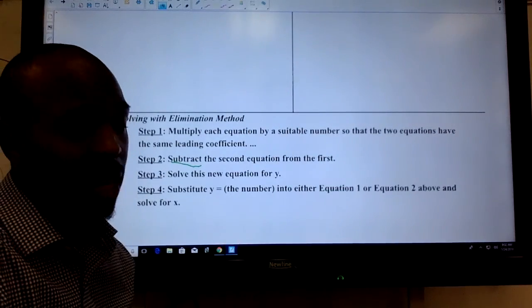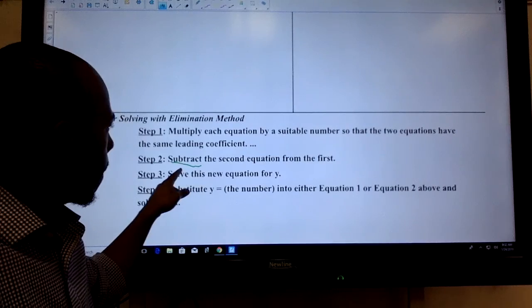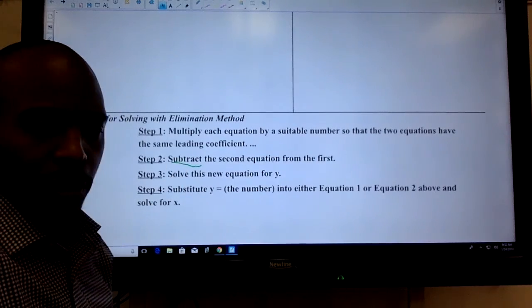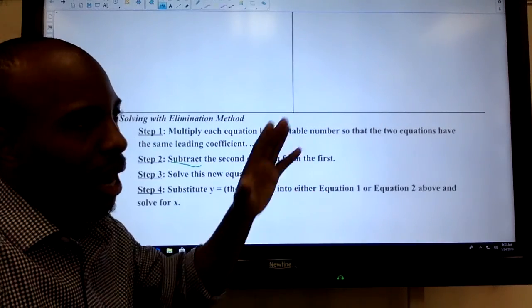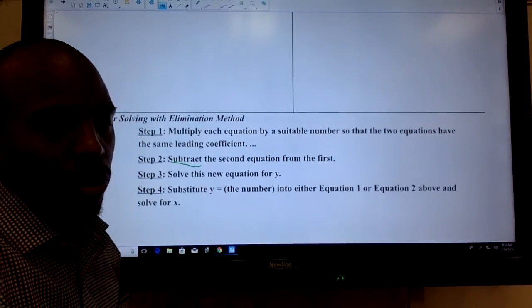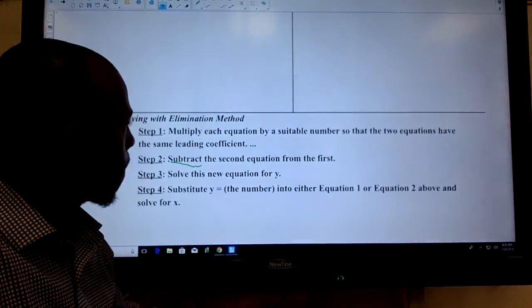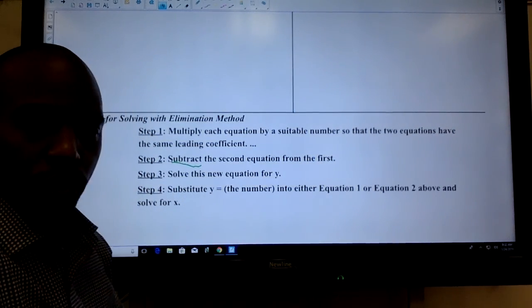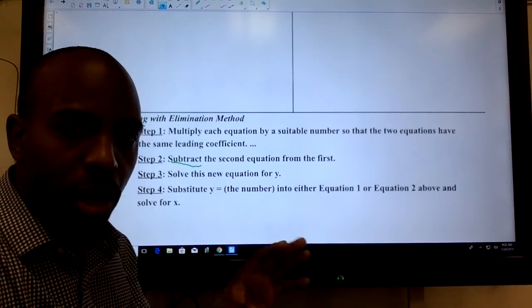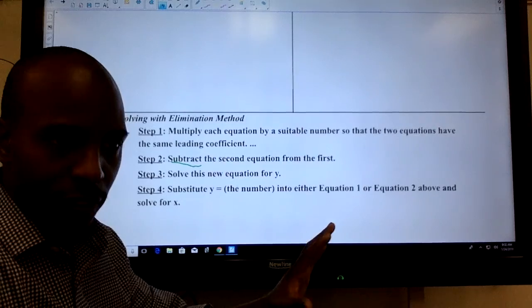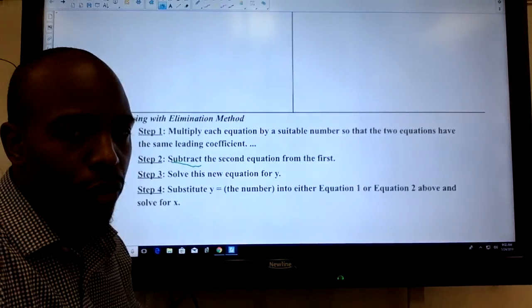Either you're going to cancel out the x's or you're going to cancel out the y's. Either one. You're going to subtract the second equation from the first, which means you need to distribute. Make sure you practice distributing. I think I'm going to go with the subtraction method because that's what I wrote here for you, and I think it's good practice for you to practice distributing the negative. Then solve this new equation for y, or for whatever variable you have left. If you canceled out the x's, solve for y. If you canceled out the y's, solve for x.